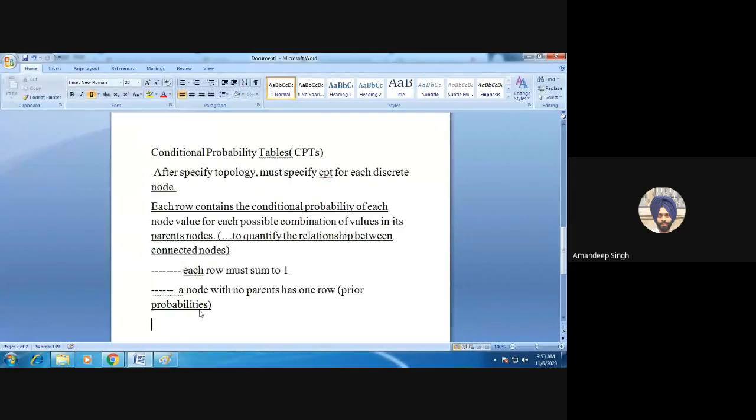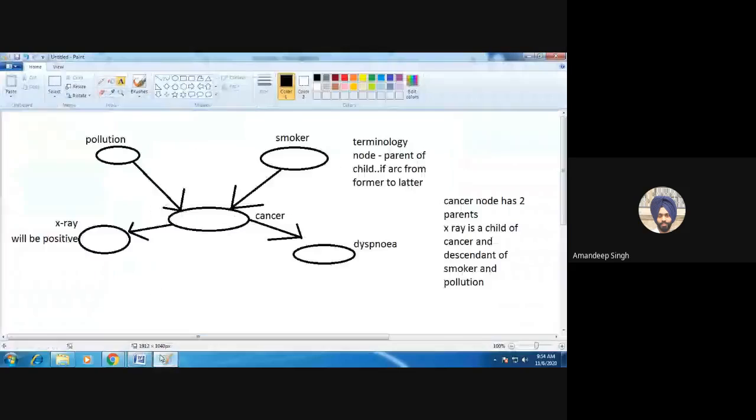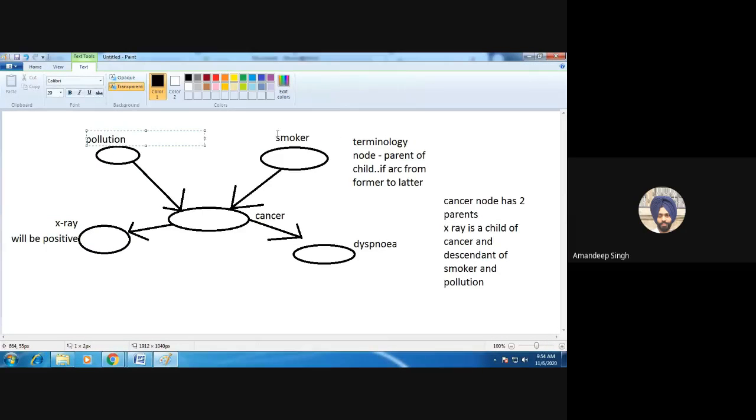So in this case, in our diagram, these nodes, Smoker and Pollution, have got no parents. So here in the CPTs there will be only one row, whereas this Cancer node has got parent nodes also, so there the rows may be more than 1.